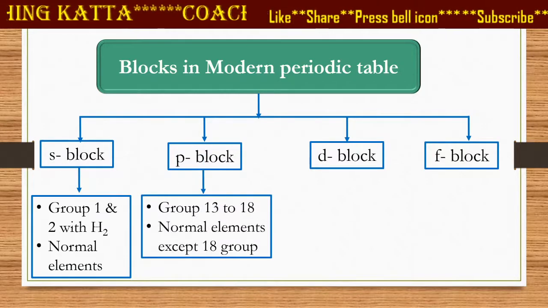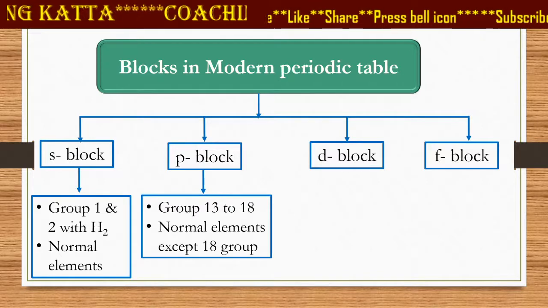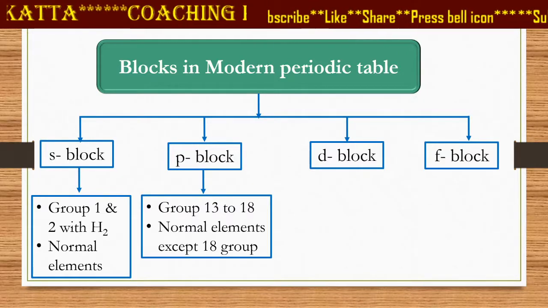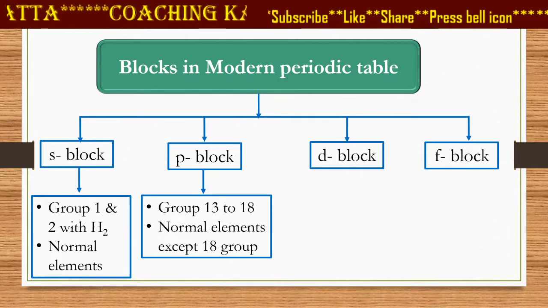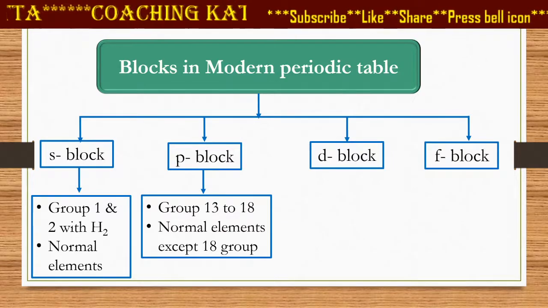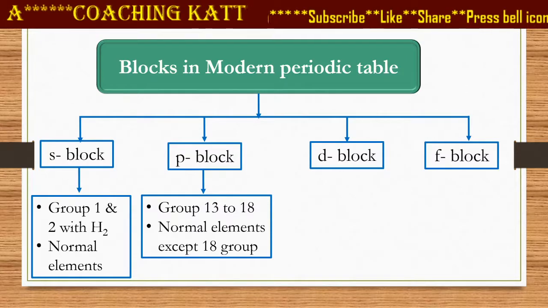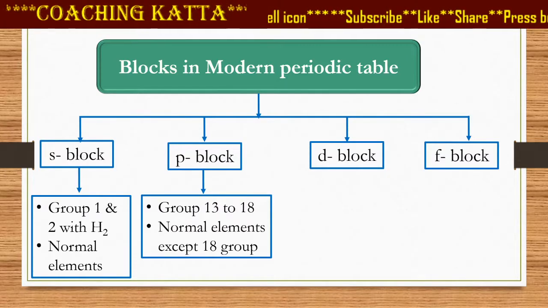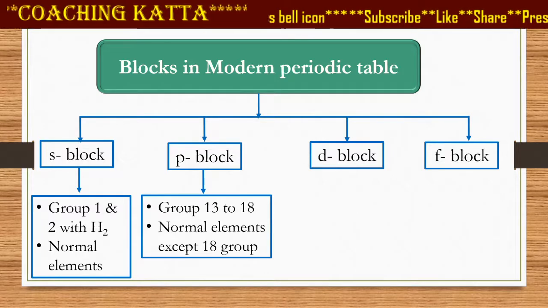P block contains groups 13 to 18. These are also known as normal elements except the 18th group elements. In P block, all types of elements are present, that is metals, non-metals and metalloids.